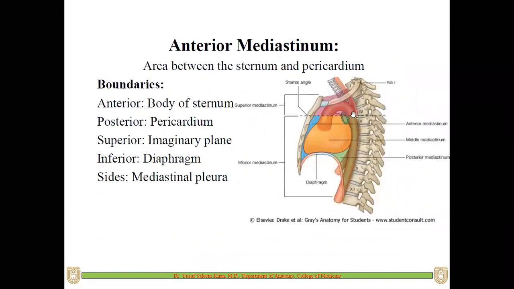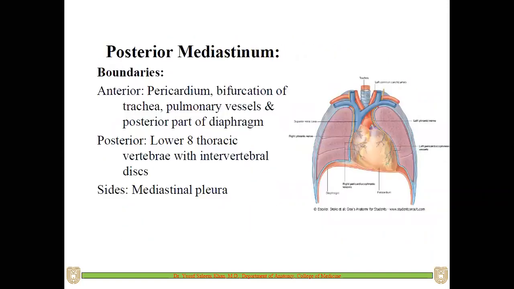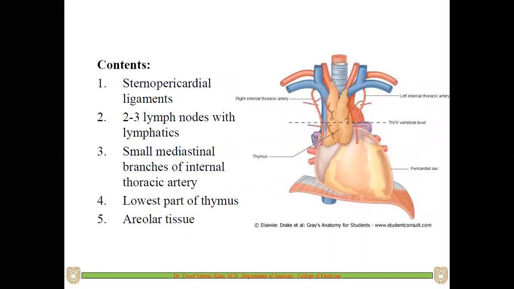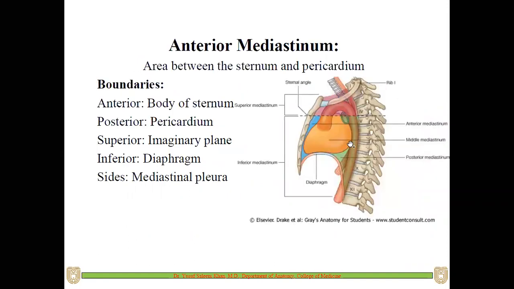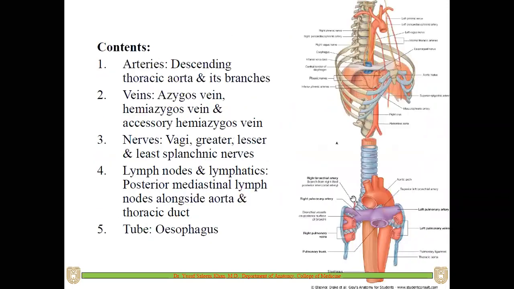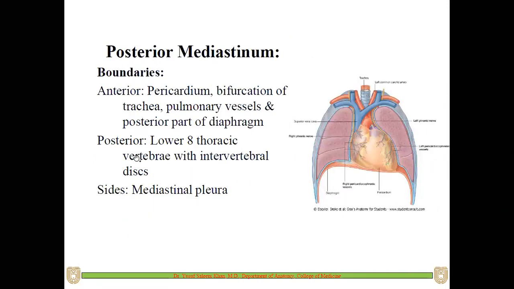So if you see here, the upper 4 will form the posterior boundary for the superior mediastinum, and for the posterior mediastinum, the lower 8 thoracic vertebrae. So anteriorly we have the pericardium here, posteriorly we have the lower 8 thoracic vertebrae with the intervertebral disc in between them. Then the sides, naturally, is the mediastinal pleura.